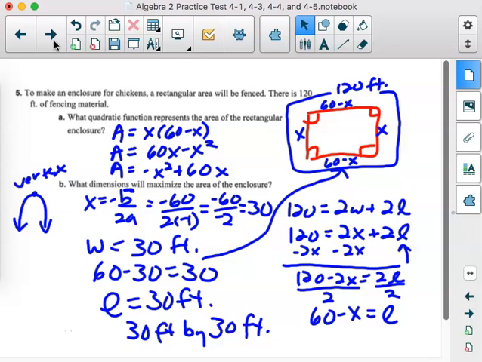And that's a question that appears a lot on ACT tests, where they say, what would the maximum area of this rectangle be? And you need to know, it's always a square. It always is. So 30 by 30 gives us our little square there.